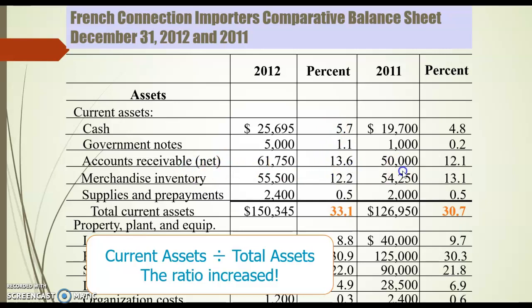Now, our accounts receivable was 12.1% of the assets. Now it's 13.6%. That's because the accounts receivable went up, and we were already going to investigate that as part of our horizontal analysis. So hopefully that gave us an answer to that. Our inventory went down a tiny bit as a percentage.